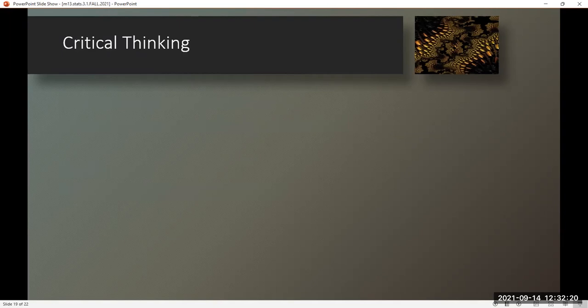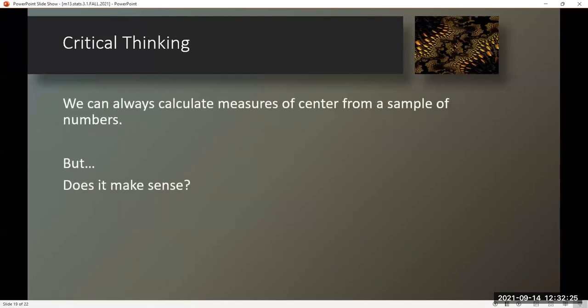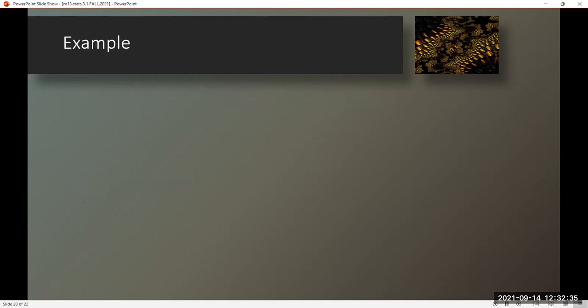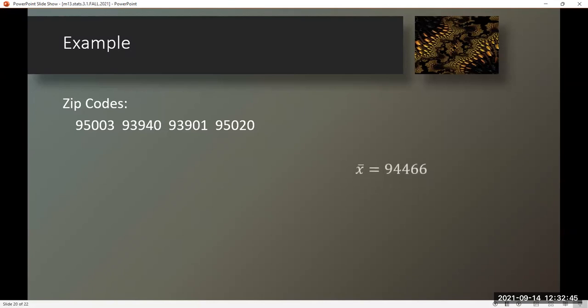And we also need to apply some critical thinking to this type of process. We can always calculate measures of center from a sample of numbers. Sometimes the question really is, does it make any sense at all? So, a final example. Here are some zip codes. I chose them at random. And I can find the mean of those four numbers. The mean is 94466. That's also a zip code, I suppose, somewhere.